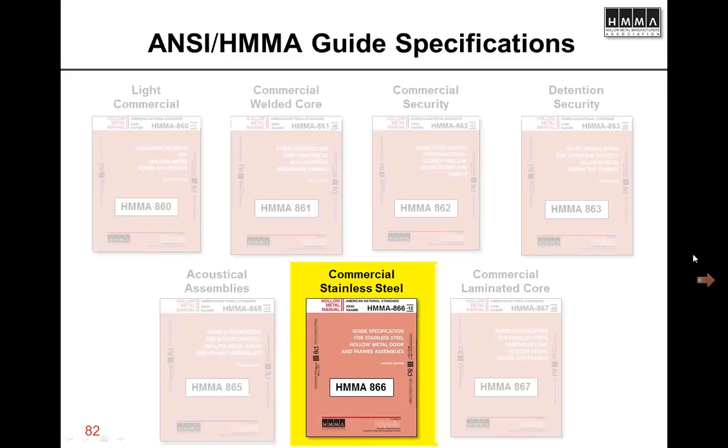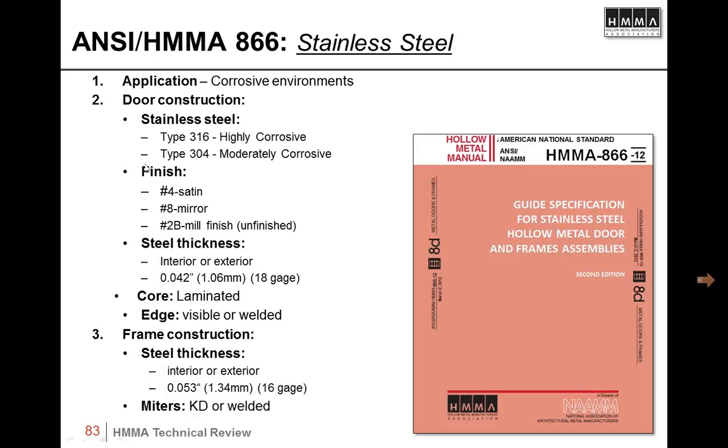When it comes down to commercial stainless steel, again, this is commercial, it's not residential, but the standard spells out the different types of stainless from 316 to 304, depending on corrosion requirements. Your finishes are spelled out, and your core is always laminated for this construction, and your frame thickness varies from your regular hollow metal.